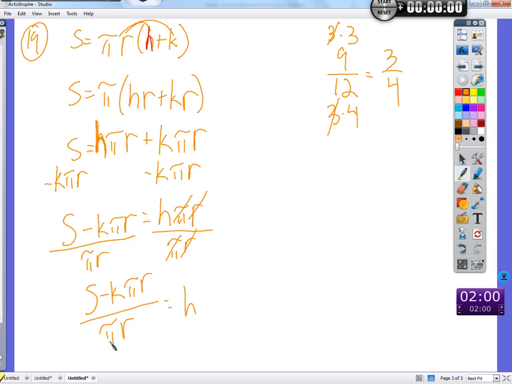Now, in the denominator, is pi a factor of the denominator? Yes, certainly it is. Pi times r makes the denominator. So pi is a factor and r is a factor. Let's look in the numerator. Is pi a factor of the whole numerator, not just this part of the numerator? Pi times what gives you the numerator? Pi times k times r? Does that give you the numerator?